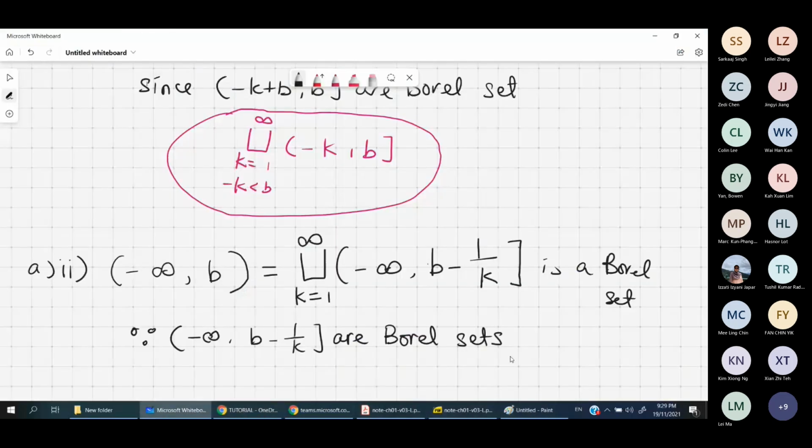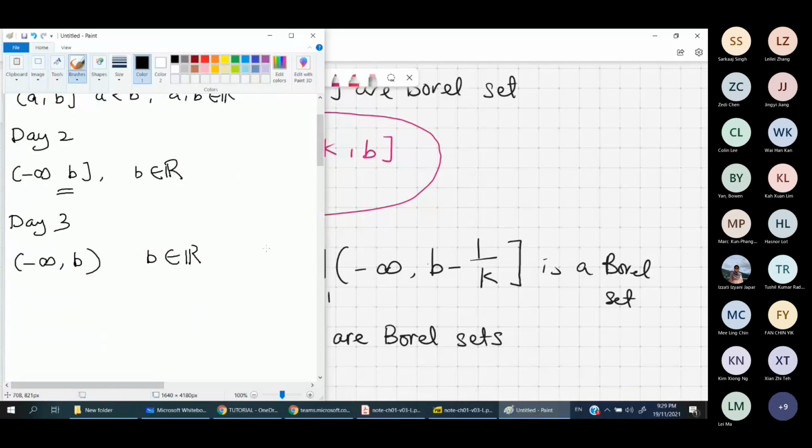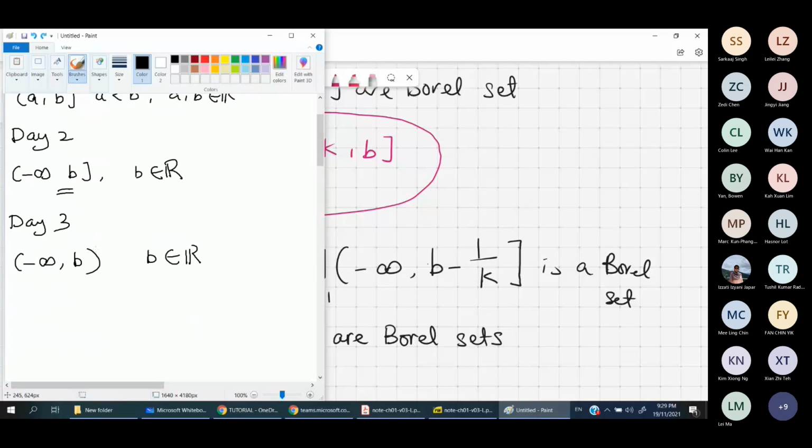Where is it? Okay, here. So then we know this is positive. Okay, so that means in day 3 we know this already: negative infinity up to B. So for any B, this is also a Borel set. And then you can proceed using this. Okay, and in day 4 we know this already. We can just take the complement. What is the complement for this thing? Oh, I think in day 4 we know this directly.